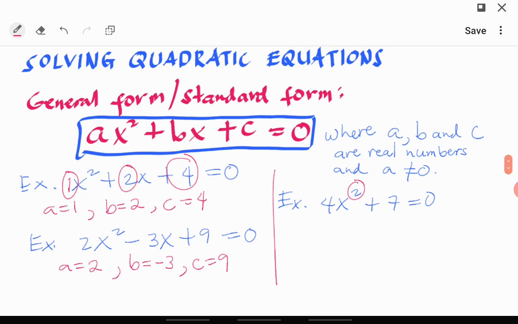Now, ano yung a dito? Okay, ang a natin ay 4, kasi yan yung coefficient ng x squared. Ano naman ang b? Wala kang nakikita, di ba, na term na may x? Ibig sabihin, ang coefficient ng x ay 0. So, b is 0. Kaya nawawala dahil naging 0 siya. Pag b ay 0, 0 times x equals 0, so hindi mo na kailangang isulat yung 0. Tapos yung c ay tinatawag na constant term or yung number lang. Yan yung 7.